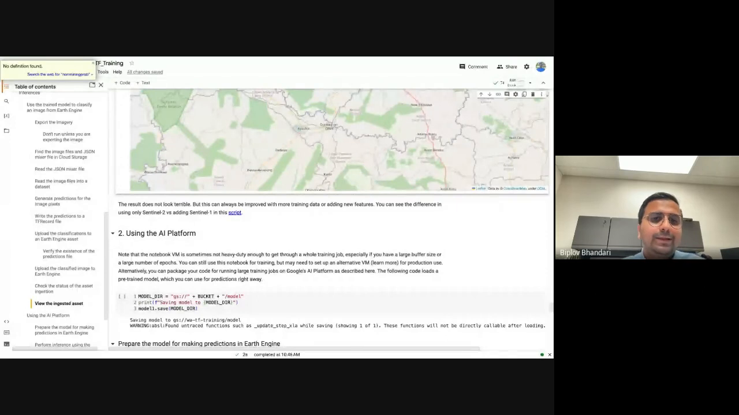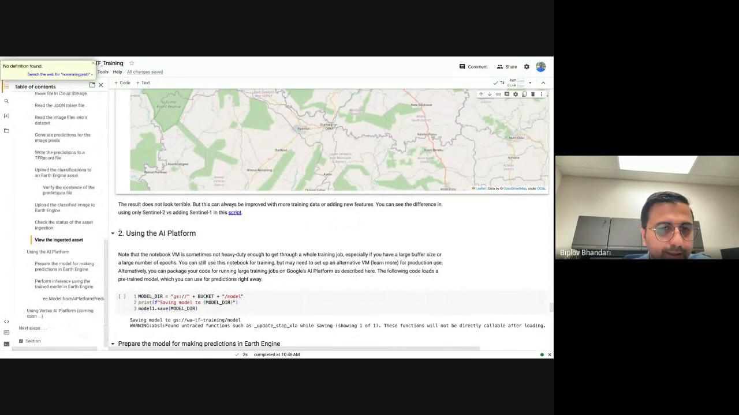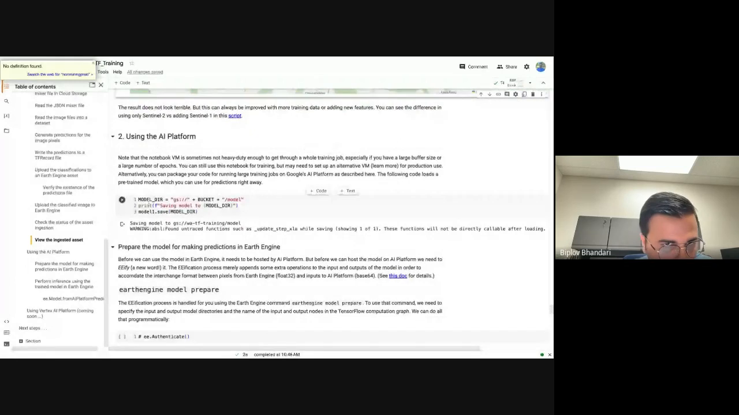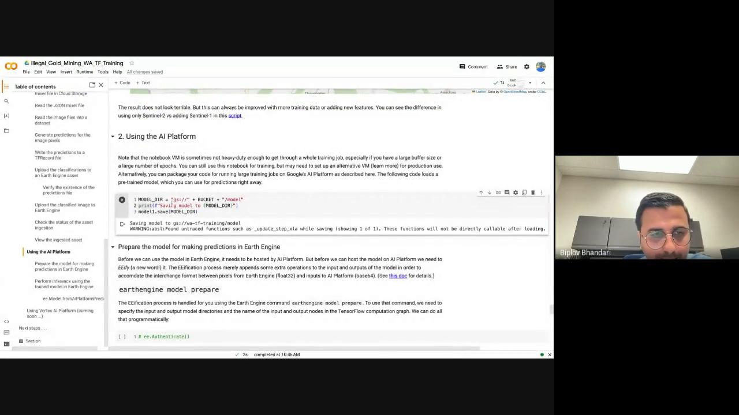Awesome. So this is one way of inferencing. The next way is using the AI platform. Again, this hasn't been working when I last checked, and I reached out to the Earth Engine team, but they haven't got back to me.